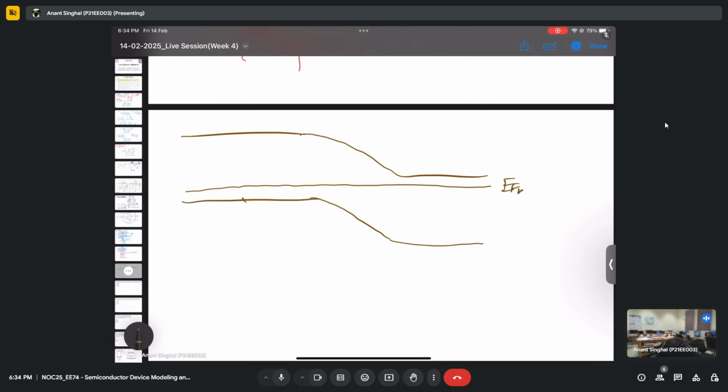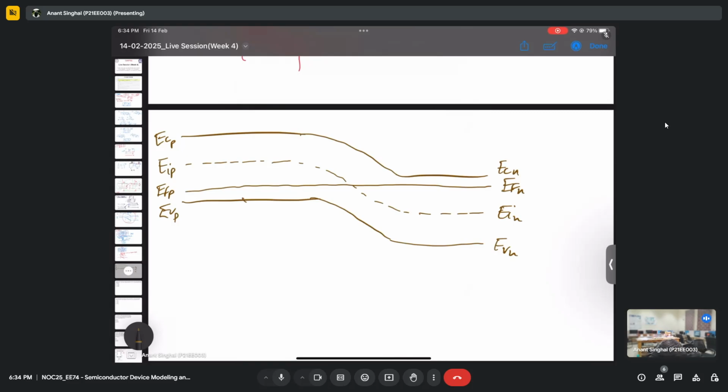So this is EFN, this is EFP, which is aligned. This is EC, this is EV, and this is EI, this is EIP, this is EIN, ECN, EPN. Yeah, so I hope this is all clear.